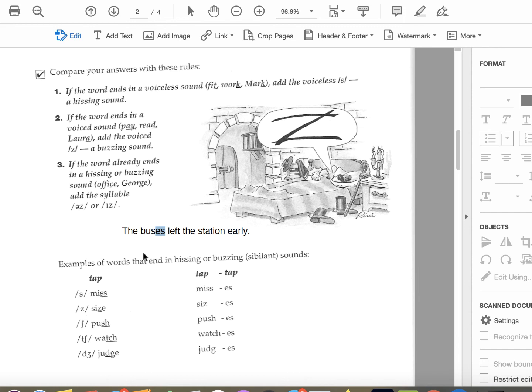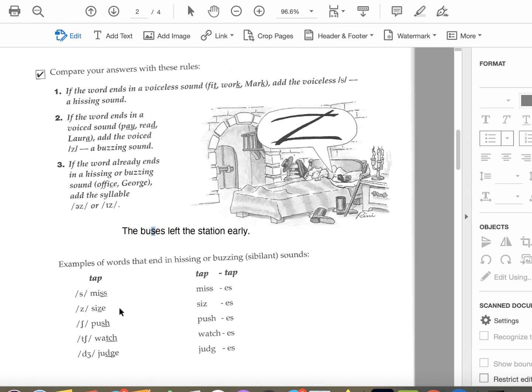We say buses. So the sound that you hear, if the word already ends in a hissing sound, which it does, see the word bus? That already ends in a hissing sound. So if the word already ends in S and you're going to add an S, then we take that S sound and make it voiced, and we add a syllable because it's too hard to put two S's together and make them both voiceless. So we just say buses.